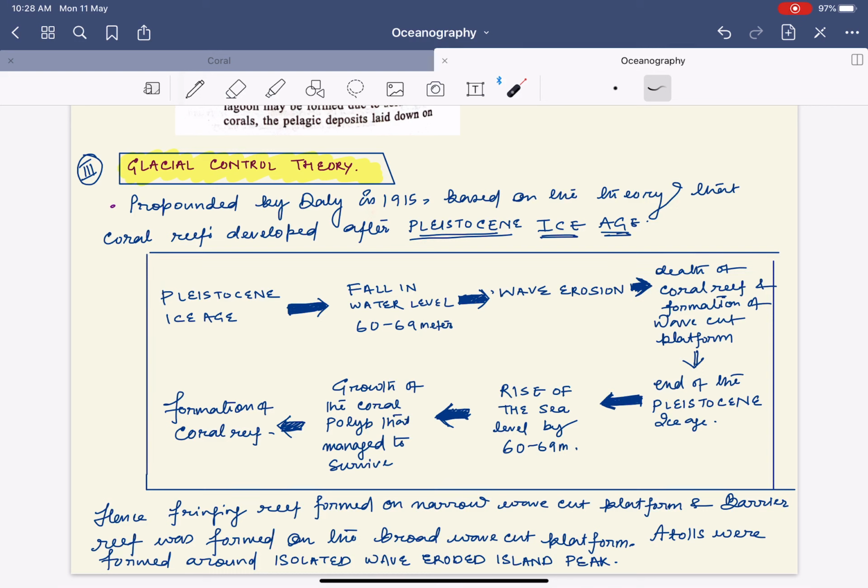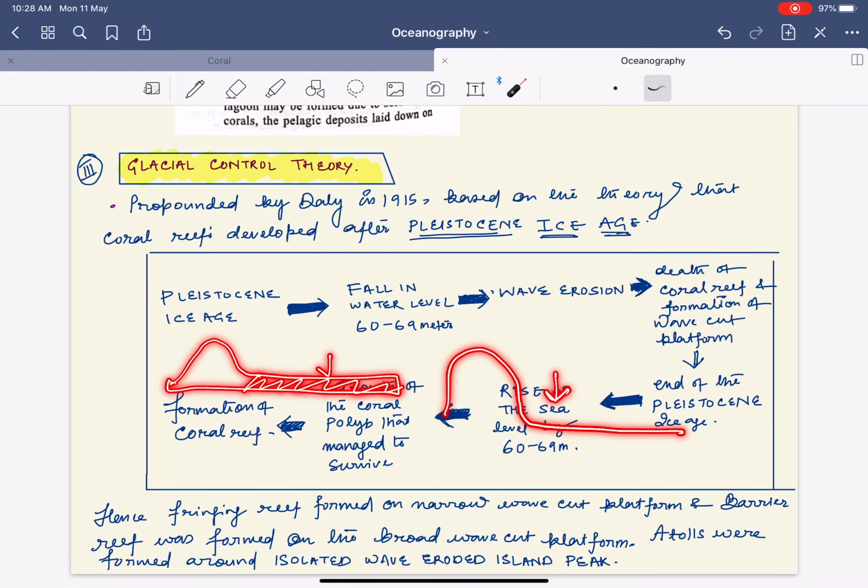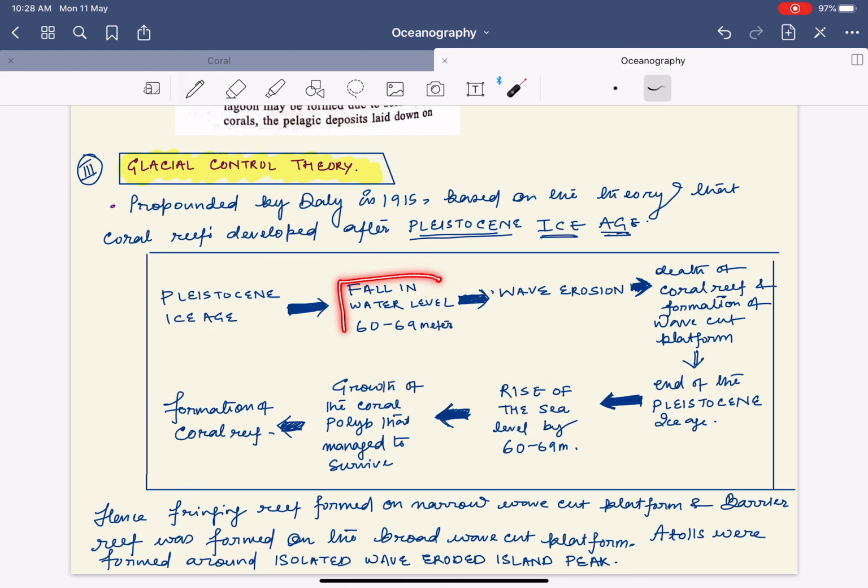See, first Daly says that there was a Pleistocene ice age. What was the Pleistocene ice age? It was the time when the whole earth was covered in ice. What happened was that this is your earth, this is your water. When the earth was covered in ice, the water level fell. Hence, it led to a fall in the mean sea level by 60 to 69 meters. This led to wave erosion.